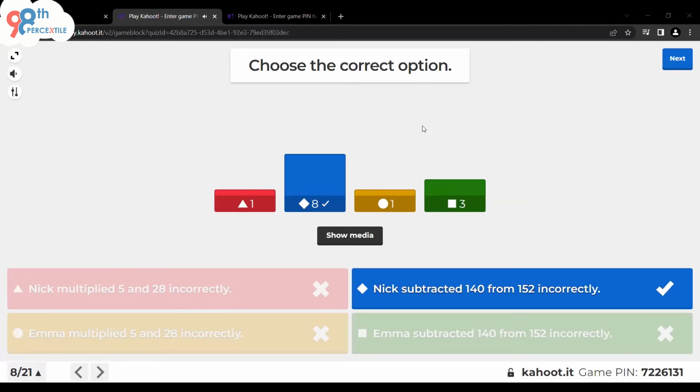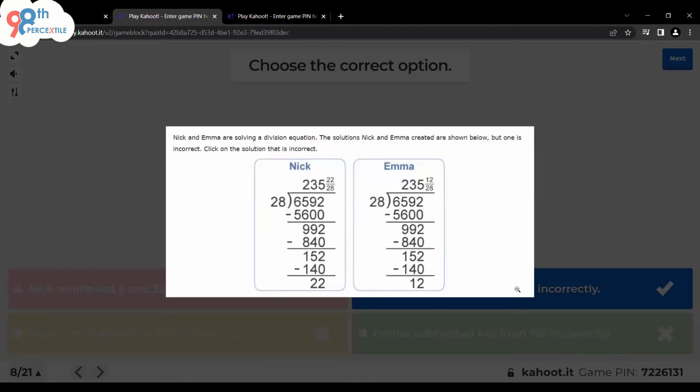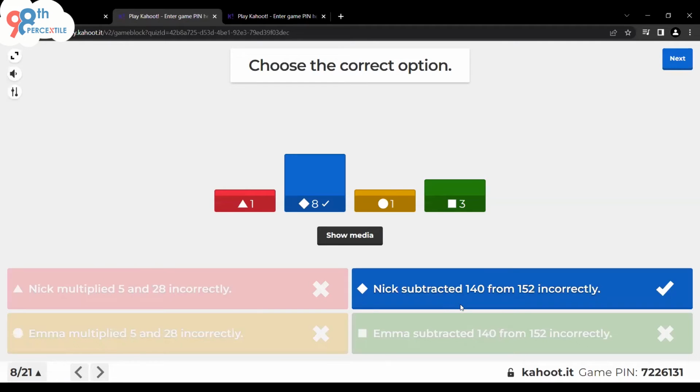Okay, so we have 8 people over here who've got the correct answer. I think this question was not a little straightforward, so maybe that was the reason that all of you were not able to quite work it out. So if we check over here, we can see that the answer reflects that Nick subtracted 140 from 152 incorrectly. So we'll only focus on that part for now.